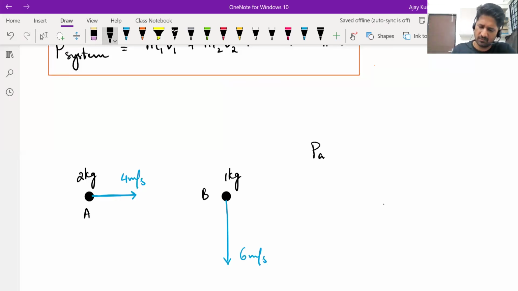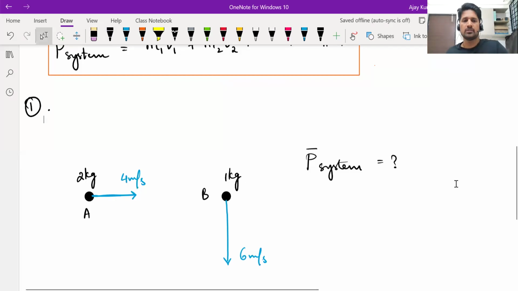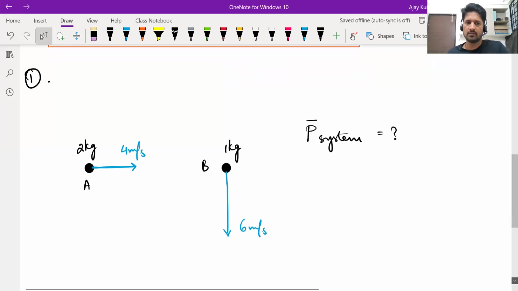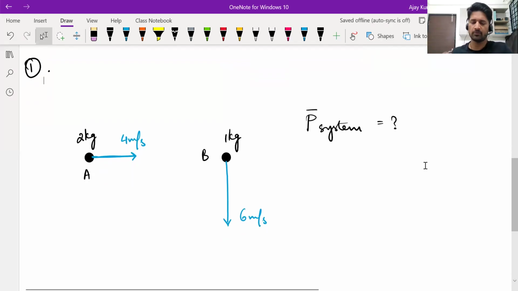Calculate A and B's individual momentum, it's quite easy for you to find out. Calculate the net momentum of this system. Do this quickly. The formula for momentum of a particle is P = mv. Use that and find out the total momentum of this system.